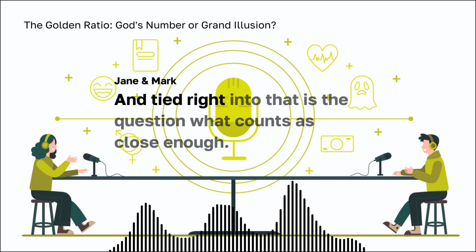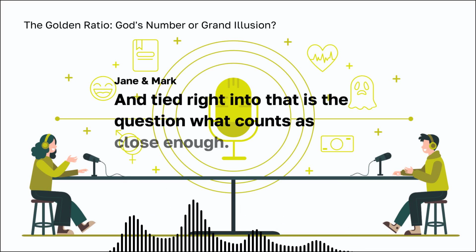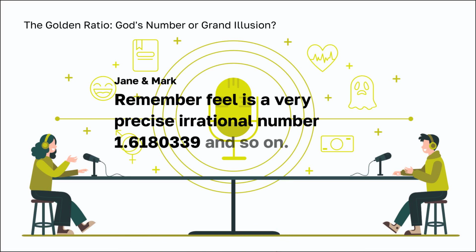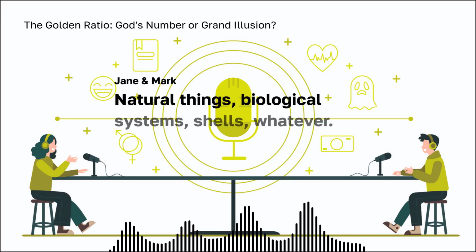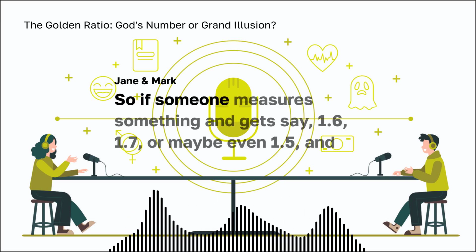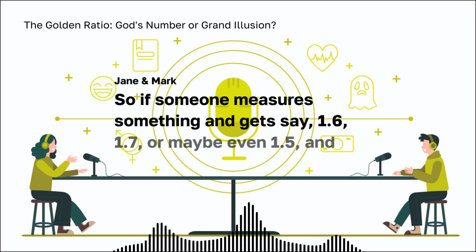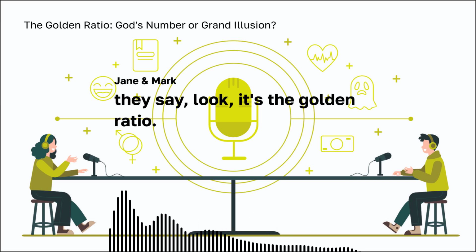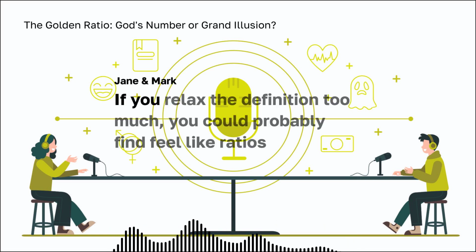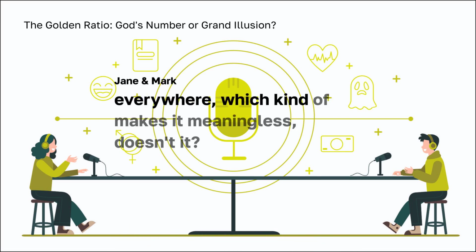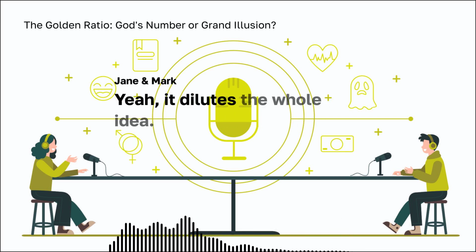Exactly. And tied right into that is the question, what counts as close enough? Remember, phi is a very precise irrational number, 1.6180339 and so on. Natural things, biological systems, shells, whatever, they're rarely that precise. They have variations. So if someone measures something and gets, say, 1.6, 1.7, or maybe even 1.5, and they say, look, it's the golden ratio. Well, is it? How close do you have to be? If you relax the definition too much, you could probably find phi-like ratios everywhere, which kind of makes it meaningless, doesn't it? Yeah, that dilutes the whole idea.